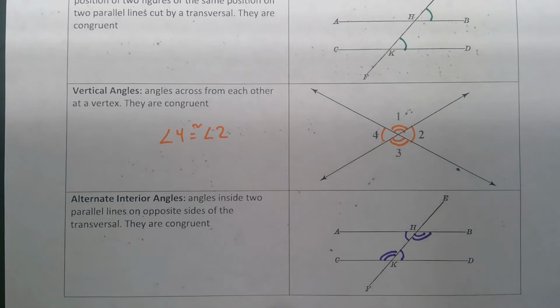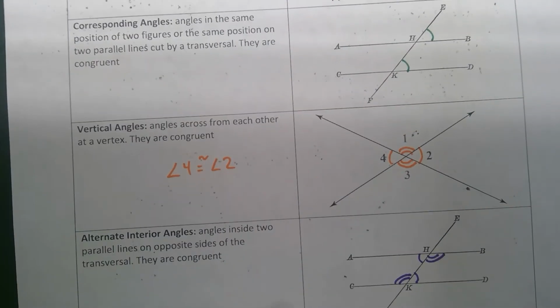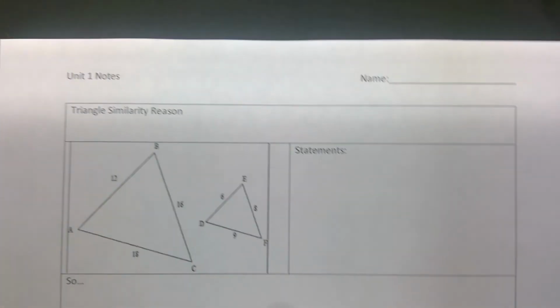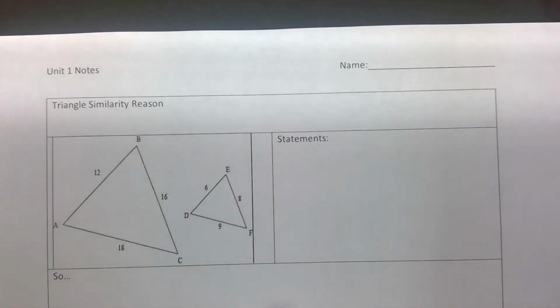Okay, so these are our reasons that we'll see when we make our proofs. And so this is kind of our toolkit. So make sure you keep this sheet handy, because it's going to be very important when we start doing proofs later on this month and later on this year. So with similarity, we have a few different ways that we can show that triangles are similar.